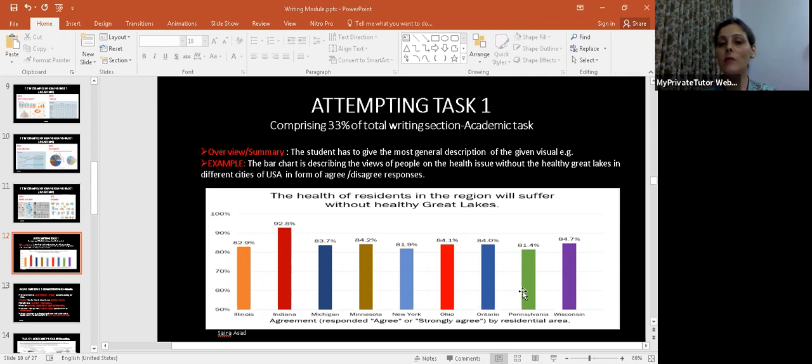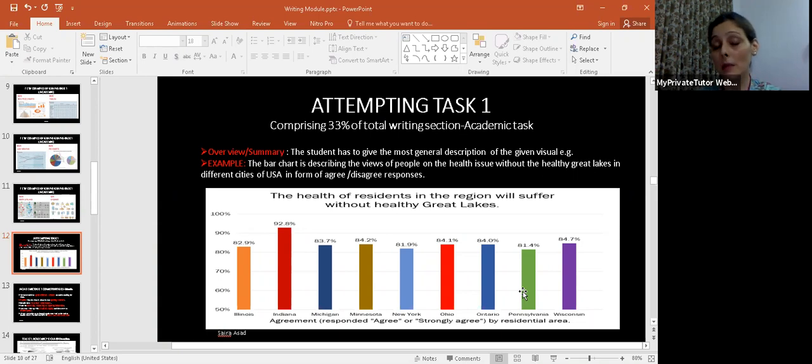This is describing the views of people on the health issue of the healthy Great Lakes in the different cities of the USA, in the form of agree or disagree responses. So you're just having an idea. I'm just giving you ideas and examples to get yourself familiar with all these sorts of things.